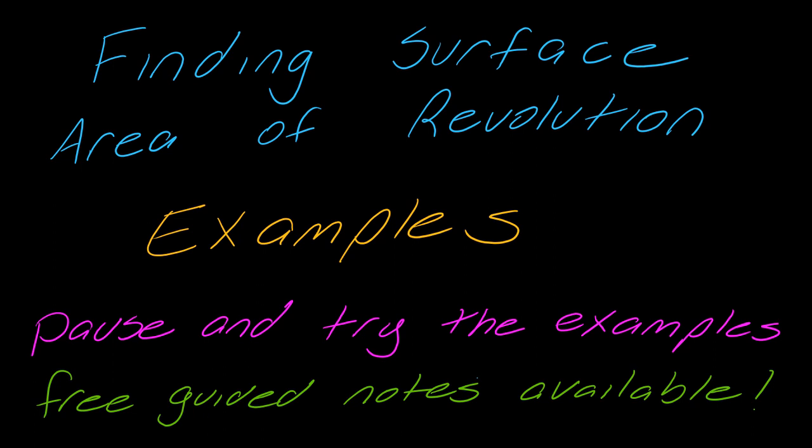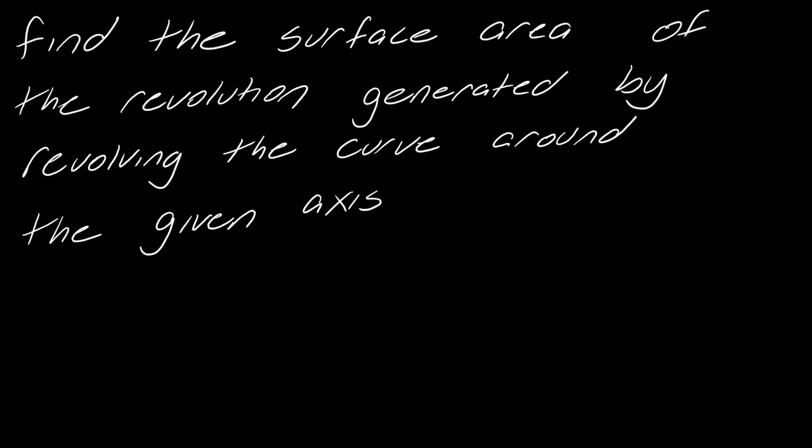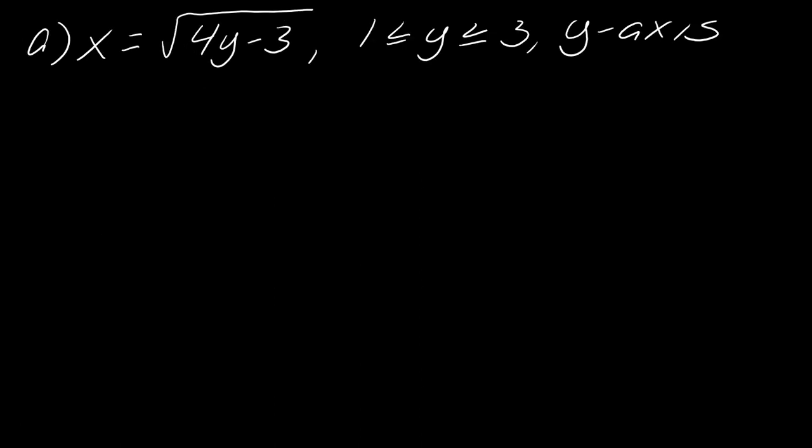Okay, so in this video, I'm just going to do a bunch of examples of finding surface area of revolution. So I'm going to assume you kind of know the basics of this and you just want to see a few more examples. So we're going to find the surface area of the revolution generated by revolving the curve around the given axis. So we will start with x equals the square root of 4y minus 3. Y is between 1 and 3, and we're going to rotate around the y-axis.